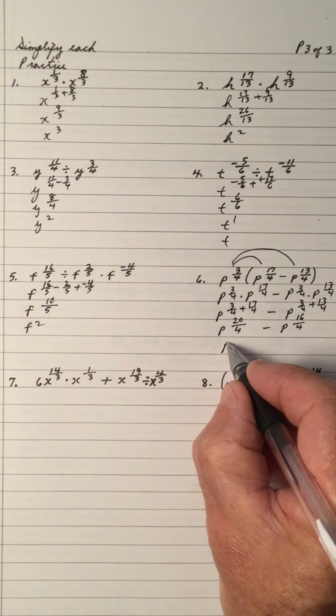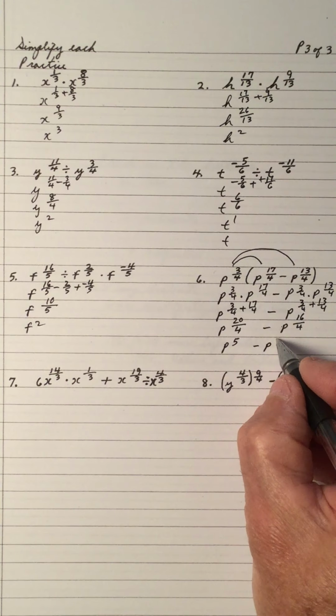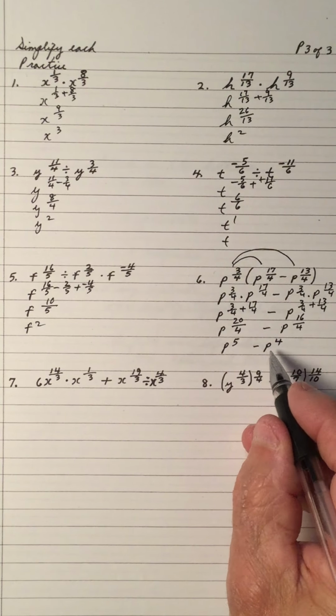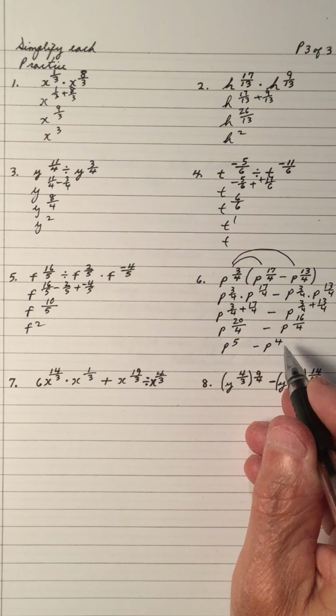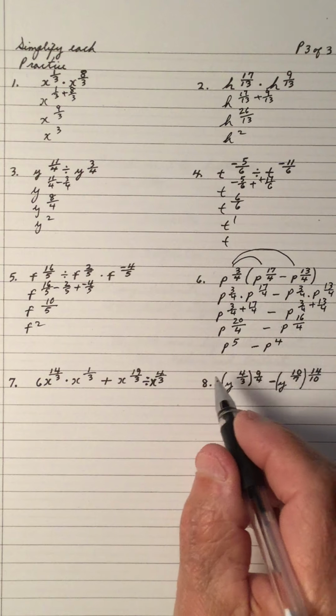So 20 over 4 is p to the 5. And 16 over 4 is 4. So p to the 5, subtract p to the 4. And we can't subtract these because they're not like terms.